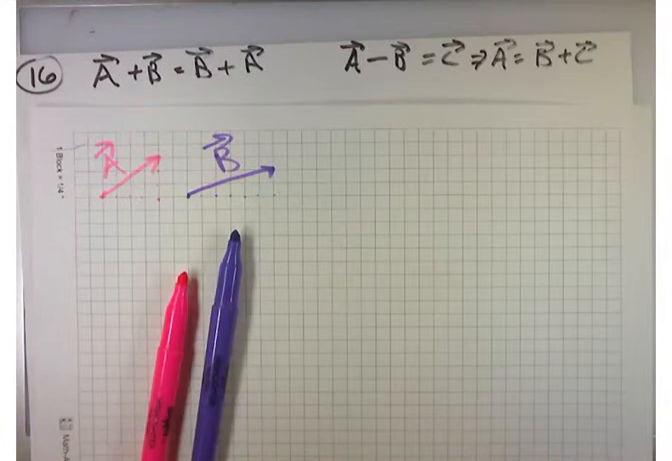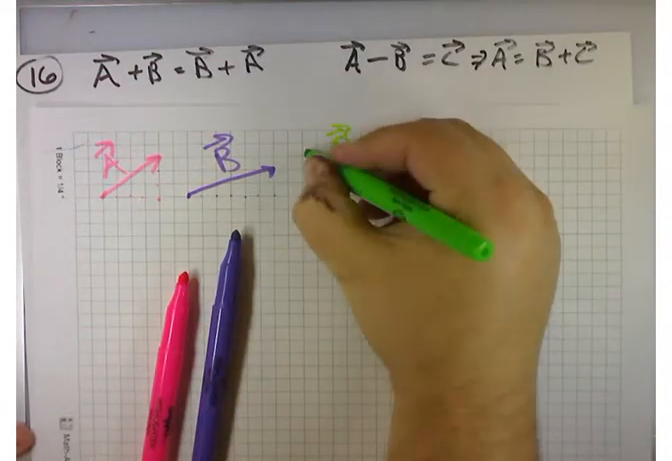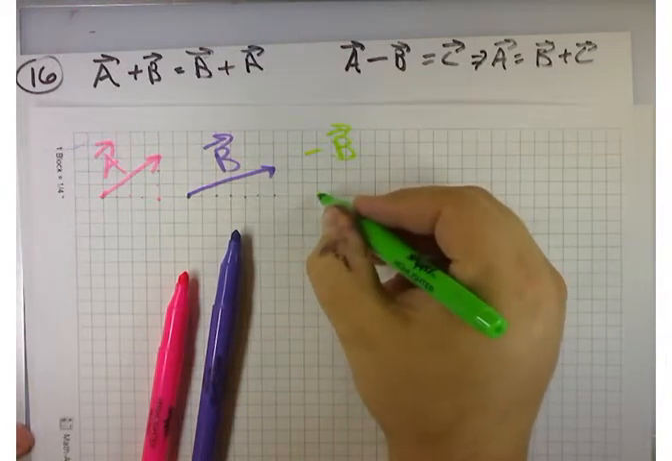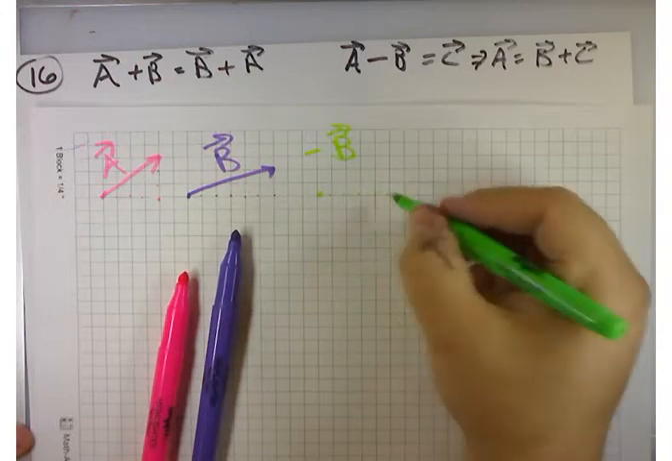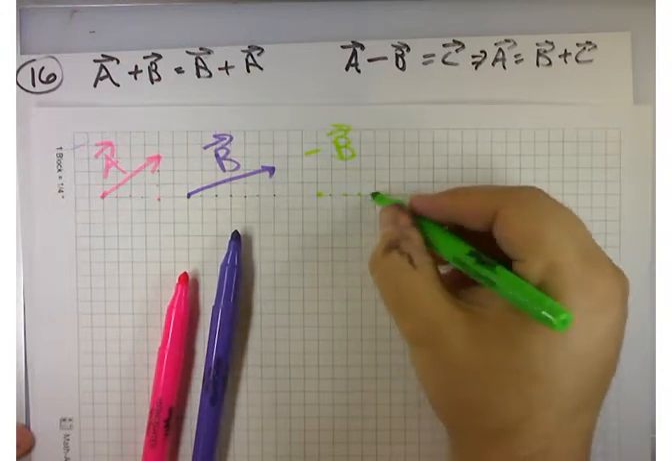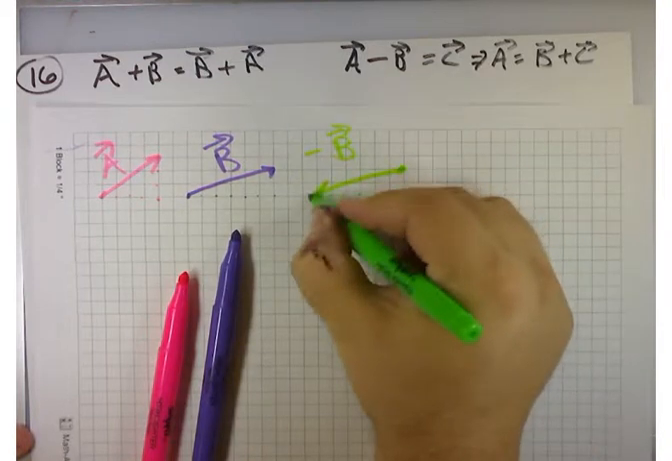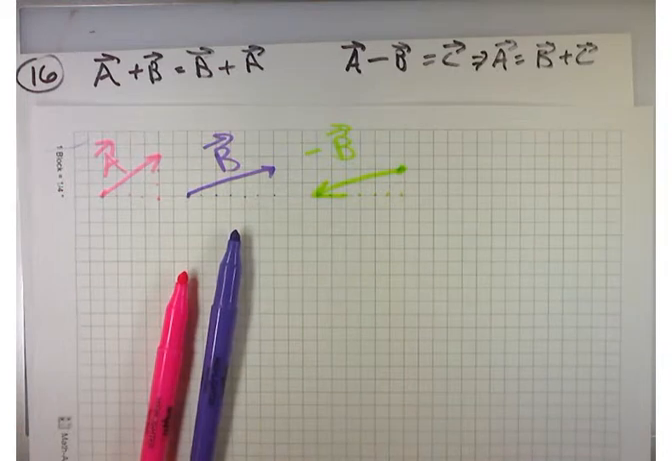Now, what does negative B look like? It's the same line just going in the opposite direction. So from here I'm going to say 1, 2, 3, 4, 5, 6. Wait, I think I counted wrong. 1, 2, 3, 4, 5, 6, and then up 2. But now my arrow is going in this direction. You guys see what I did there?